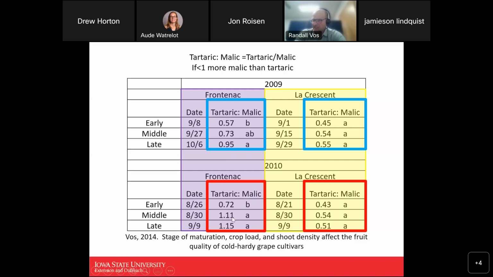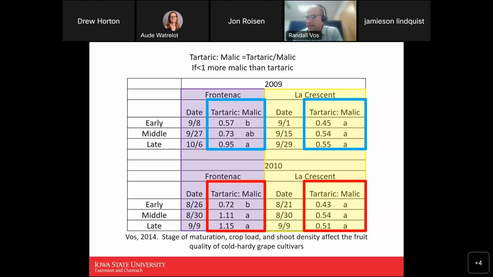And no matter what time you harvest it, the top year was a cold year, the bottom year was a warm year, there's double the malic to tartaric. And so it starts to create that question, if we expect a variety like La Crescent not to have a lot of malic acid, it's probably not a realistic expectation. And so from a sensory perspective, it is what it is.